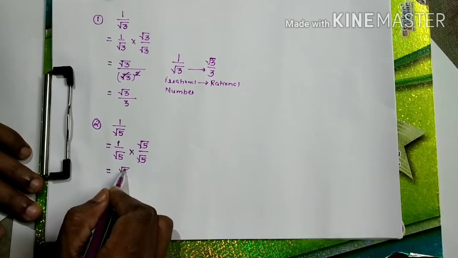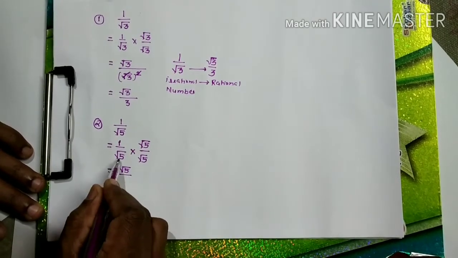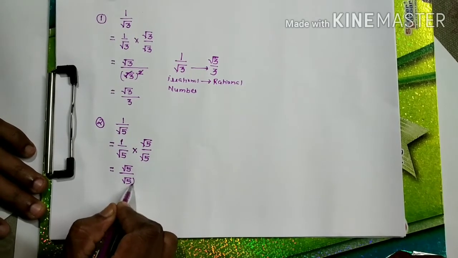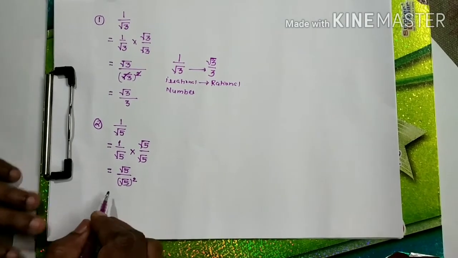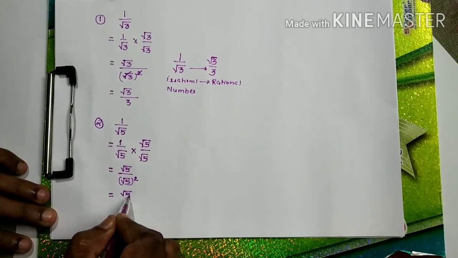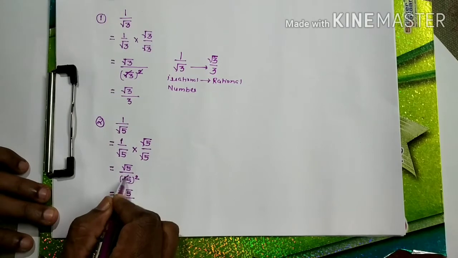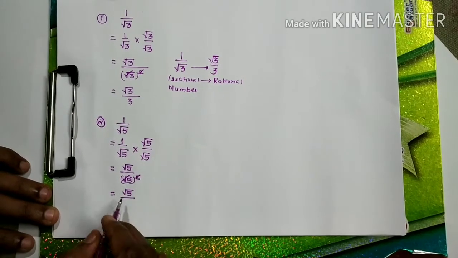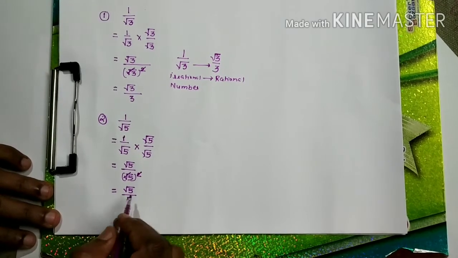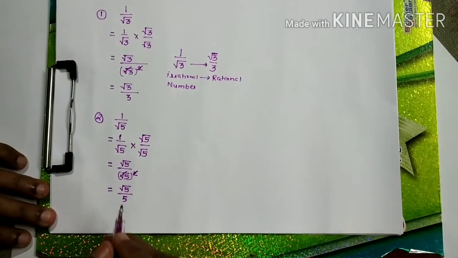The answer is root 5. Then root 5 multiplied by root 5 is root 5 square. The next step is root 5 divided by root 5 square, and the square and square root get cancelled. So 5 remains. So the final answer is root 5 upon 5.